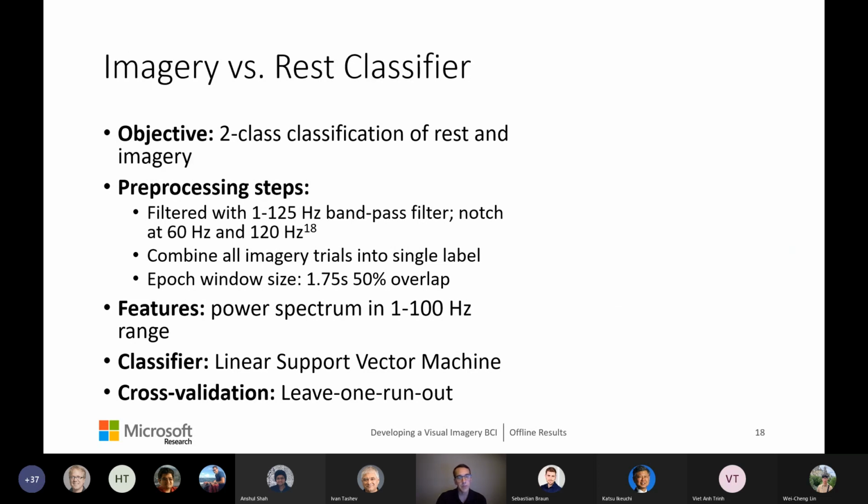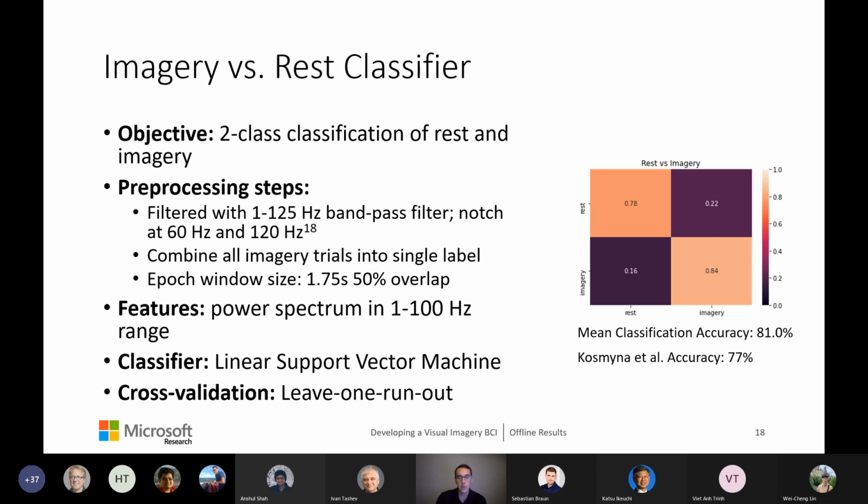And then we looked at an imagery versus rest classifier. The same kind of thing, combining all of the imagery trials into a single label and just trying to classify if they're resting versus imagining a picture. And this actually worked really well. We were able to get 81% accuracy here, where she was getting 77%. So that was functioning as we intended as well.